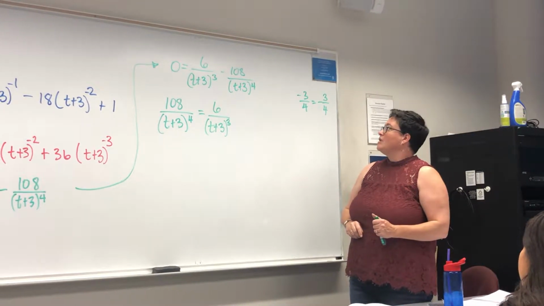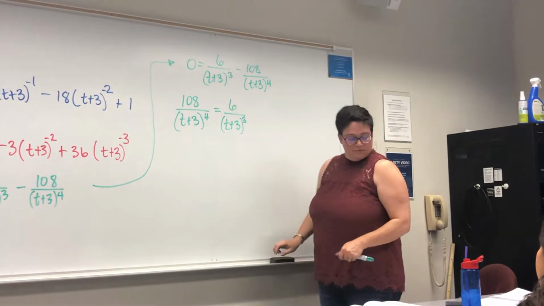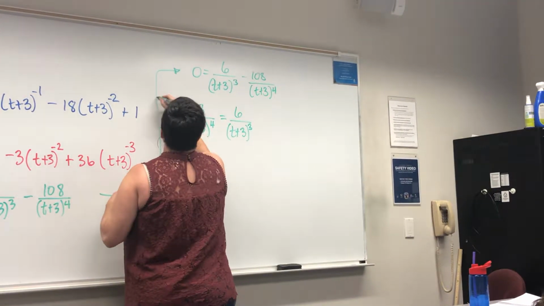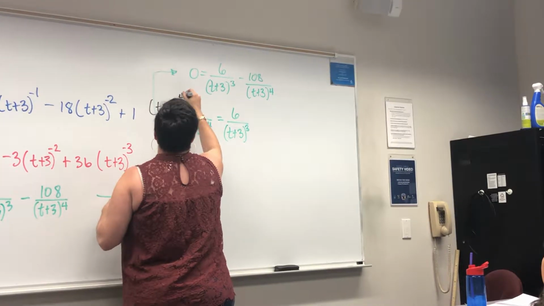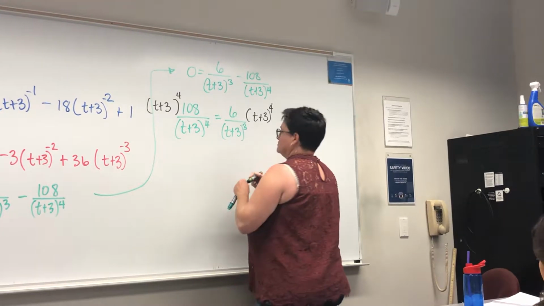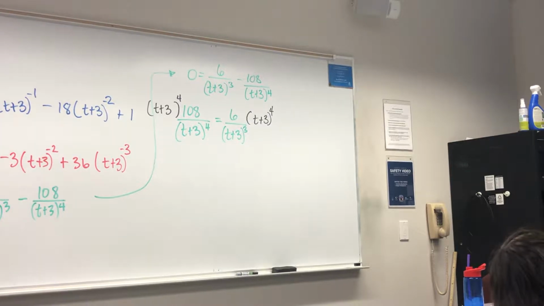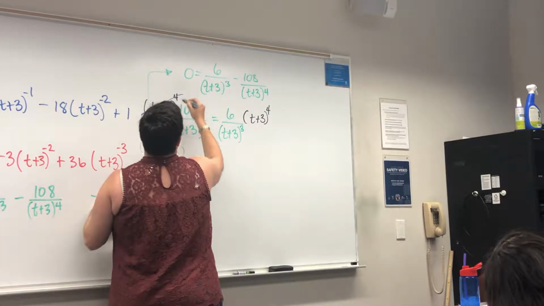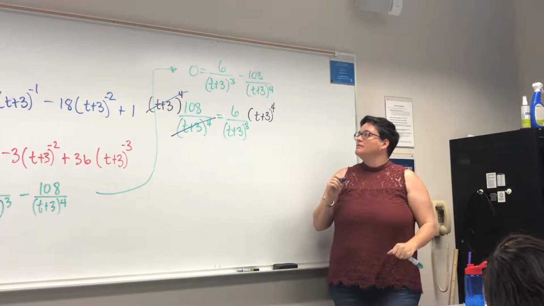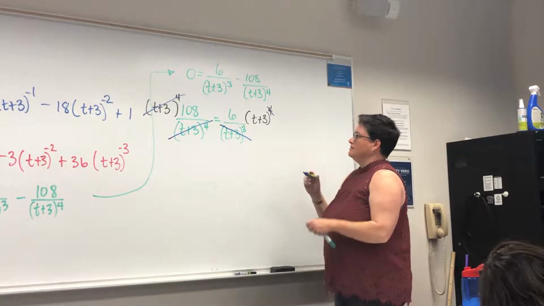Okay? All right. So now what do I do, guys? Multiply. Yeah, I'm gonna multiply some stuff. If I multiply both sides by t plus 3 to the 4th power, what happens over here? They cancel, okay? So we're gonna kill that. And what happens over here? 6 times t plus 3. Yeah. So I got rid of this guy and all of that.